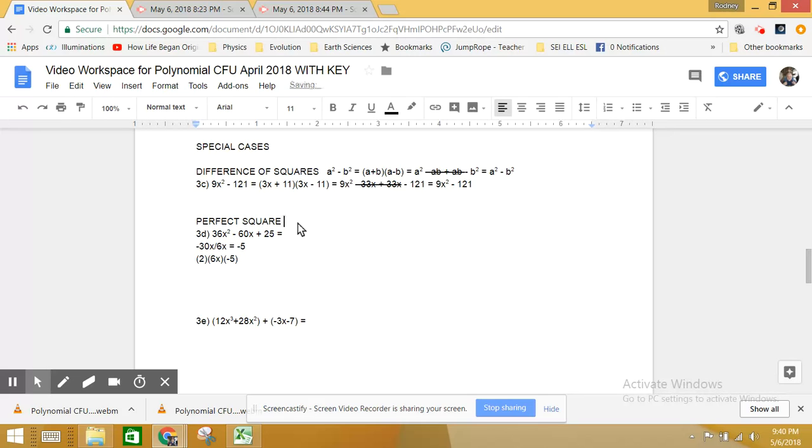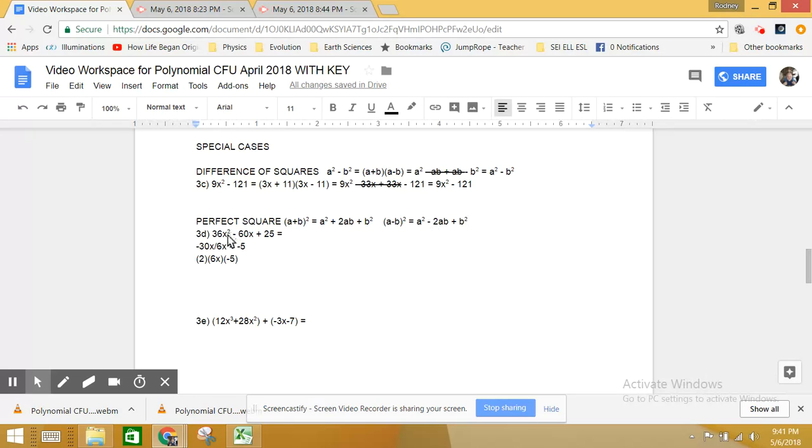The perfect square structure is either a plus b squared, which is going to equal a squared plus 2ab plus b squared, or if I had a minus b squared, it looks exactly the same except my middle term is negative. So I end up with a squared minus 2ab plus b squared. Looks just the same. The only difference is that I've got this negative.